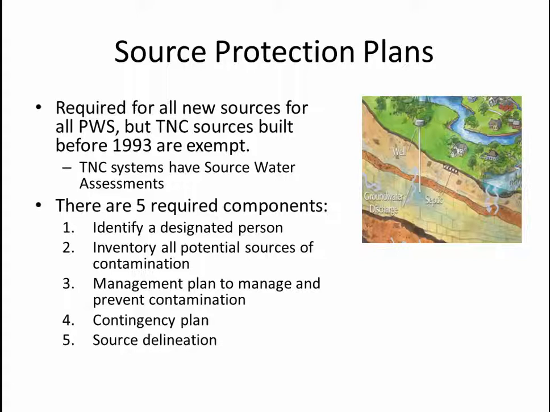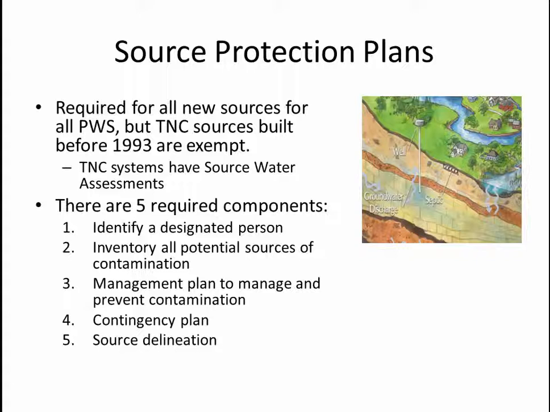So it's easy to remember because our cross-connection control program had 5 required components, and so do the source protection plans. The first required component of a source protection plan is that you identify a designated person, somebody who is in charge. The second item is that you then go through and you take an inventory of all potential sources of contamination.